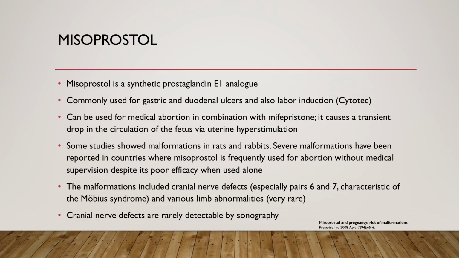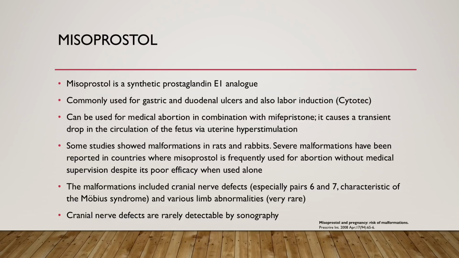Misoprostol is a synthetic prostaglandin E1 analog. Commonly, it's been used for gastric and duodenal ulcers, and it also is currently used for labor induction under the name Cytotec. Misoprostol can be used for medical abortion in combination with mifepristone, like we discussed earlier. It works by causing a transient drop in the circulation of the fetus via uterine hyperstimulation. Some studies show malformations in rats and rabbits to fetuses. Severe malformations have been reported in countries where misoprostol is used for abortion alone or without medical supervision. It's not very effective in medical abortion alone.